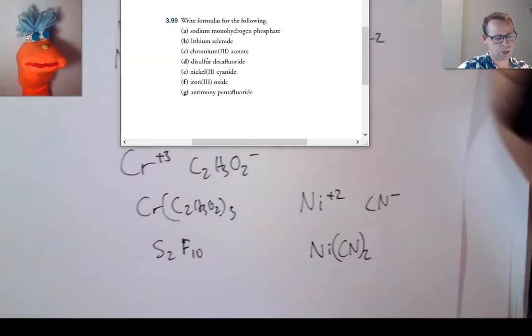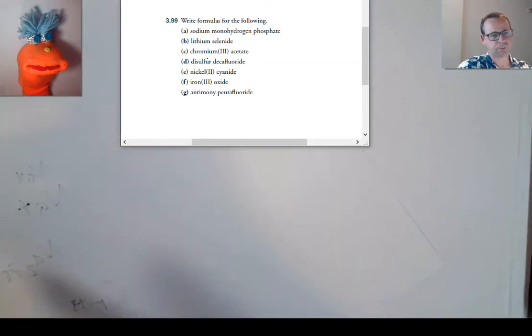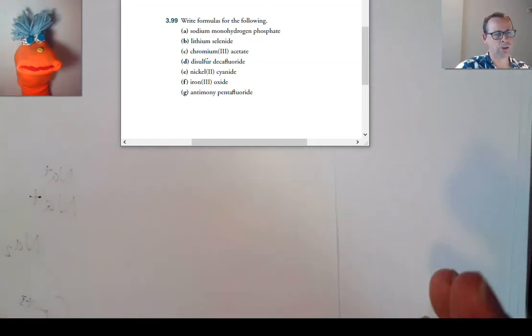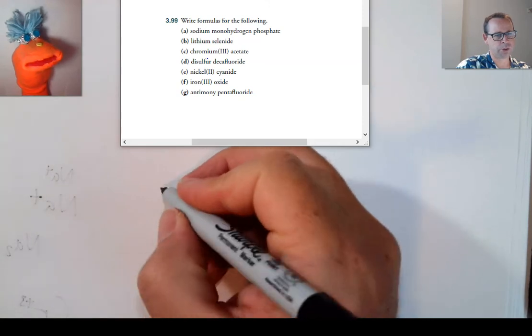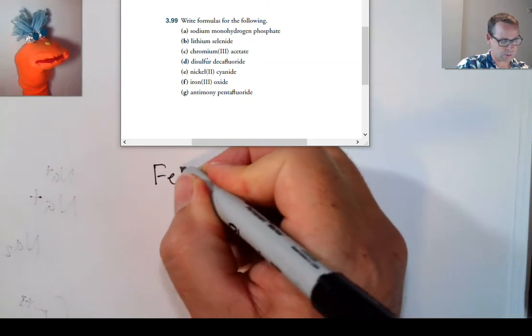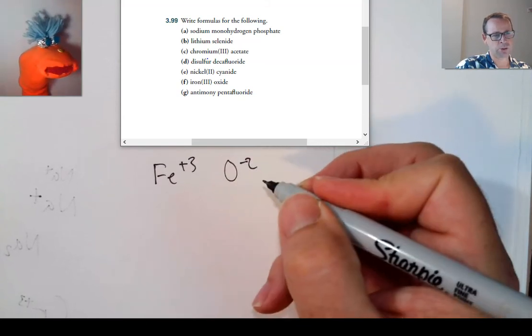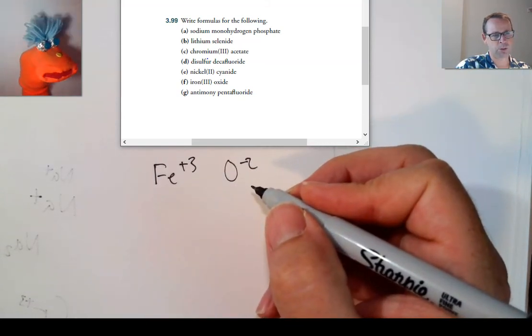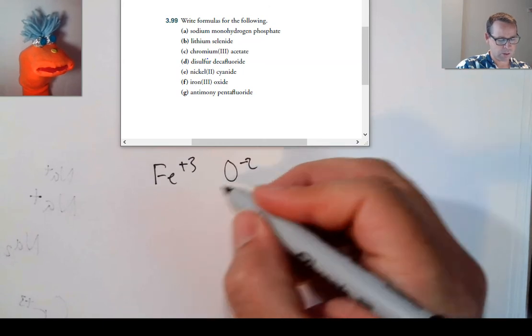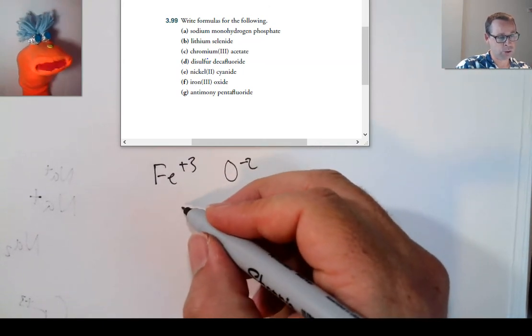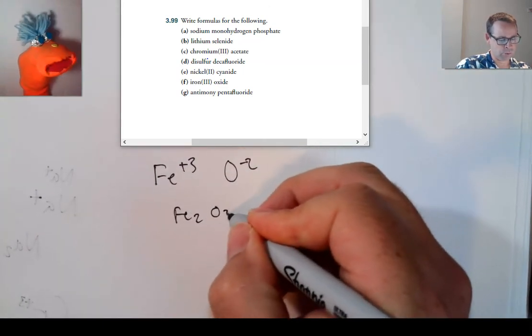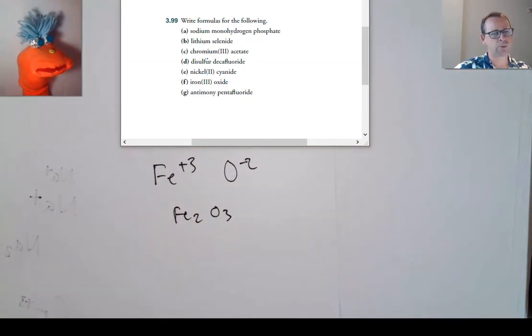All right. Iron 3 oxide. Fe has a +3 charge, right? That's right. That's what the iron 3 is telling us. Oxygen is a -2. That's looking at the periodic table, column 6, right? That's very good. So I can use the crisscross rule here. Fe2O3. Very good. Iron 3 oxide right there.